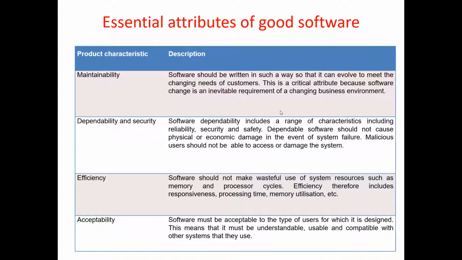Any software that is built needs to be maintainable. What we call maintainable means software should be written in such a way that it can evolve to meet the changing needs of the customers, because we know that software built for one person may not suit another person. He may not require all functionalities, or he may require some additional functionalities.